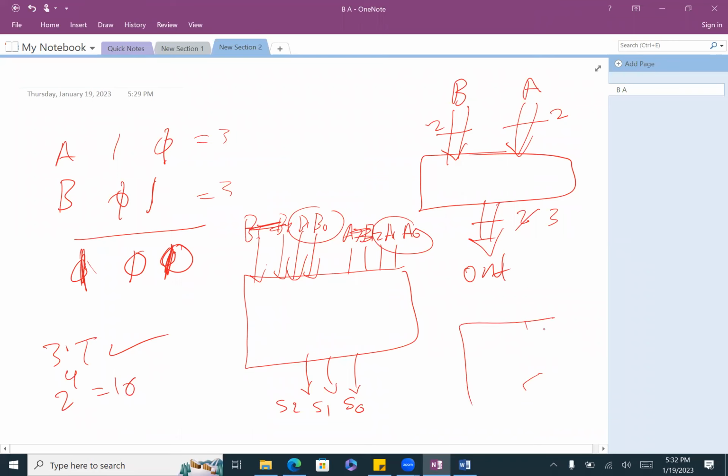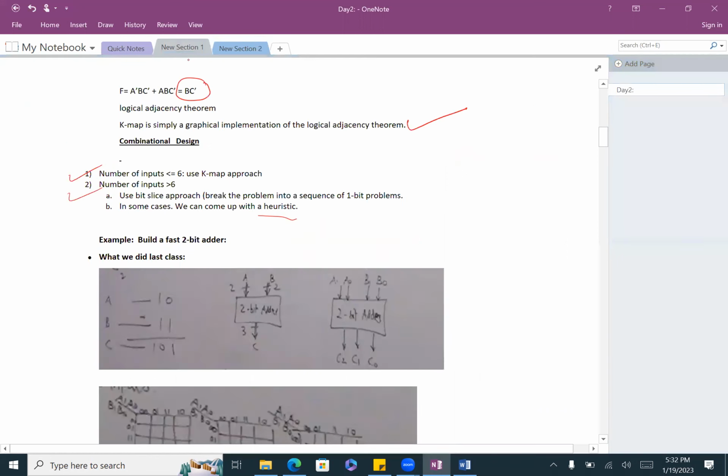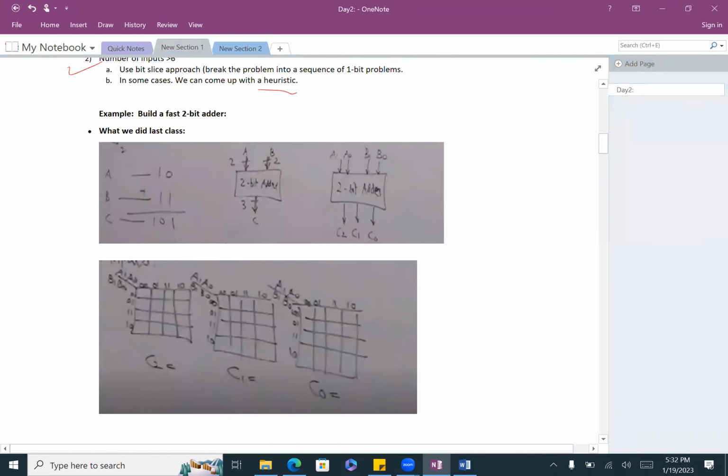So how are the tables gonna look? Maybe 4 by 4, so 16 cells, and this one is gonna be A0, A1, and B0, B1. Correct? So that's the K-map. We did that last week, I'm just trying to refresh your memory. So if I go back here, as we said, you will have 3 tables. One table for C out 0, C out 1, and C out 2. And each table has 16 cells.